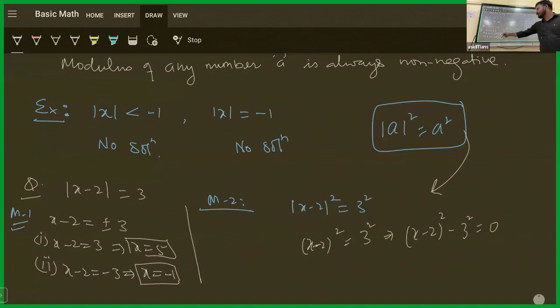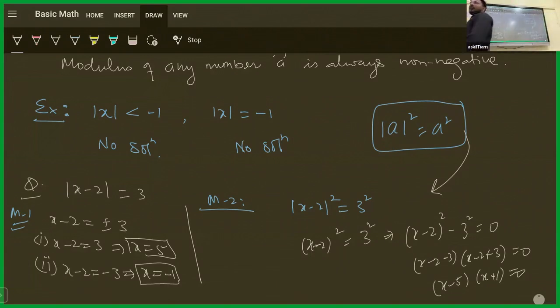So two answers we are getting, 5 and minus 1. Both the answers are correct. There are two values of x satisfying this equation. From here, by the a square minus b square identity, x minus 2 minus 3 into x minus 2 plus 3 equals 0. One factor is x minus 5. Second factor is x plus 1. x plus 1 equals 0. And now simplifying, we'll get again two values of x, 5 and minus 1. Right? So this is another method.